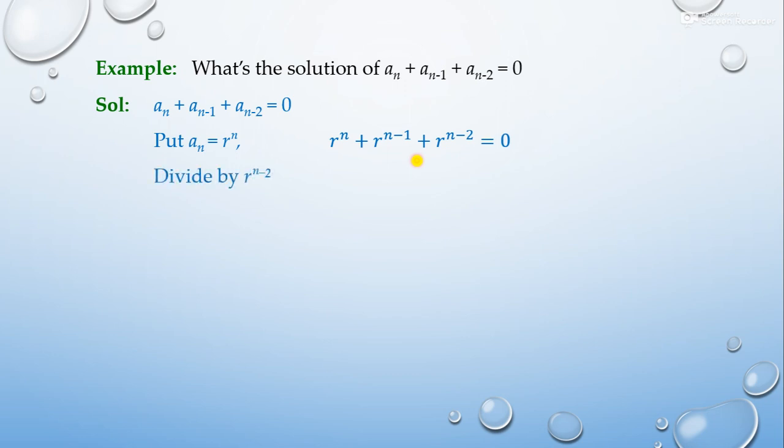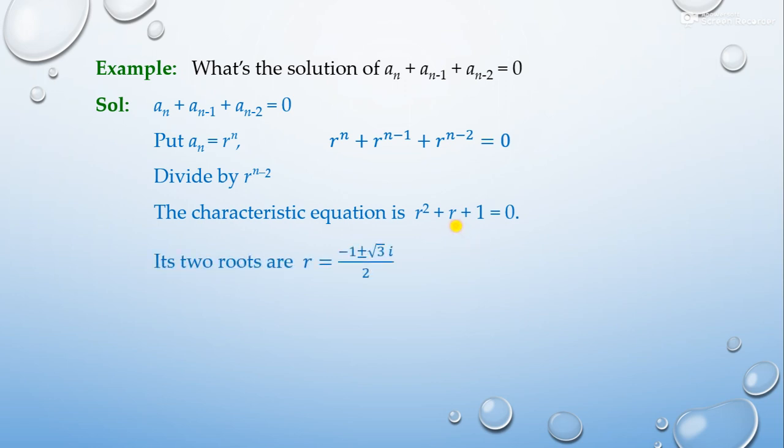Now next we have to divide it by r raised to the power n minus 2. We again get a quadratic equation, that is our characteristic equation, r squared plus r plus 1 is equal to 0. Can you solve this quadratic equation? Yes, when you solve it, you will not get real numbers. You will get imaginary roots. The imaginary roots are (minus 1 plus minus root 3 i) by 2.